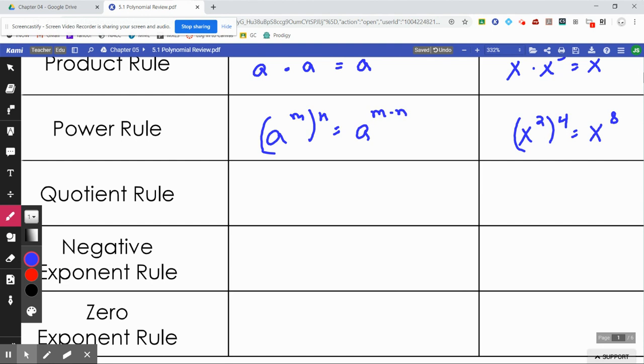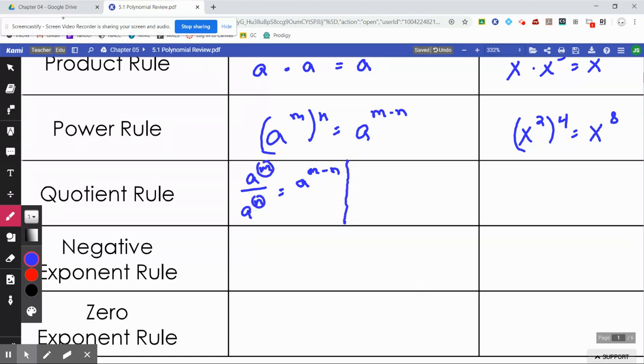Quotient rule, I have 2 different versions of the quotient rule. I do it a little bit different. I have a to the m over a to the n. Let's say that m's a larger number. So I have more a's on top than I do on bottom. What you're going to do is you're going to subtract m minus n. If there's more a's on top, then you're going to do this number minus this number.